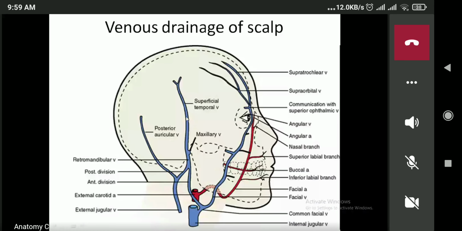And this retromandibular vein runs through the parotid gland, and within the parotid gland, the retromandibular vein further divides into an anterior division and a posterior division. Then see here, the anterior division of the retromandibular vein unites with the facial vein to form the common facial vein, and this common facial vein finally drains into the internal jugular vein.